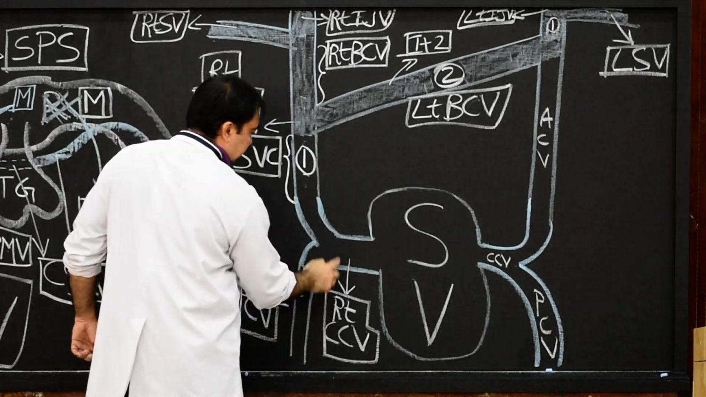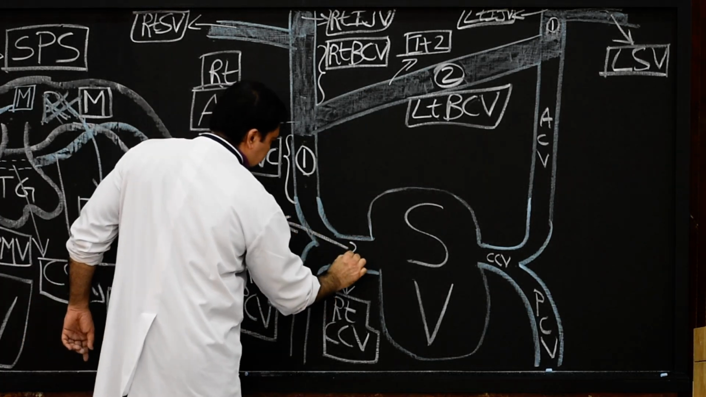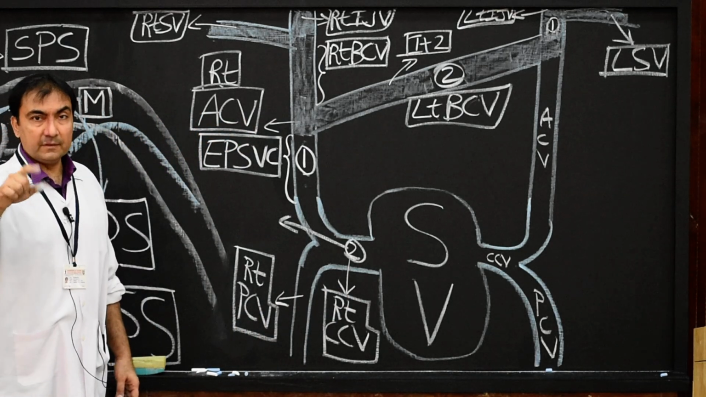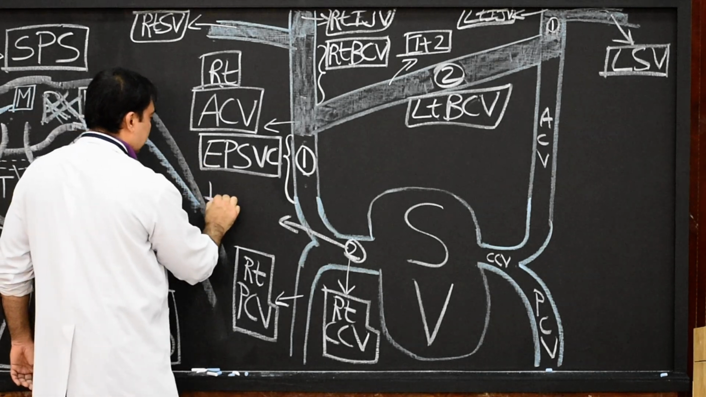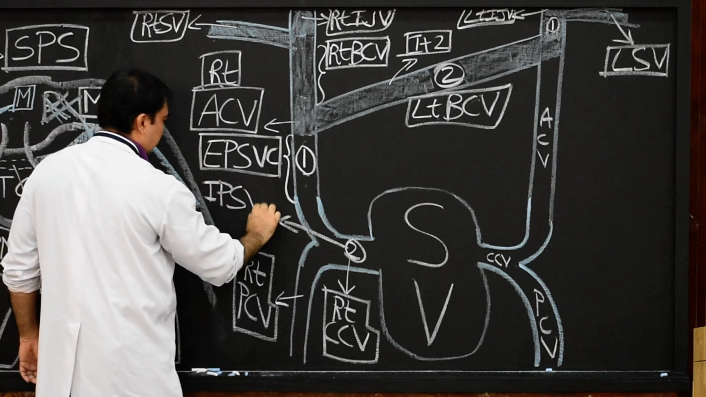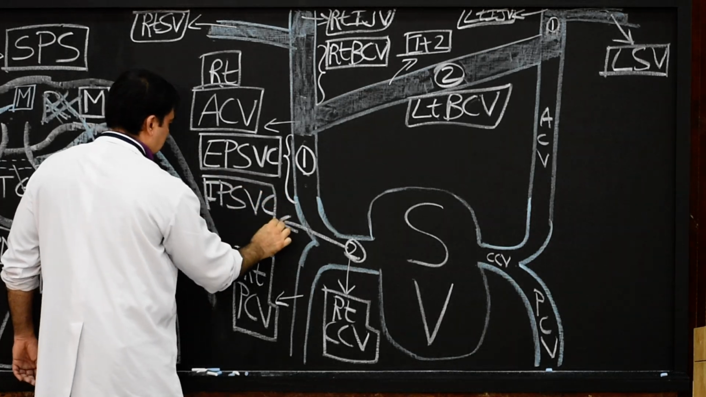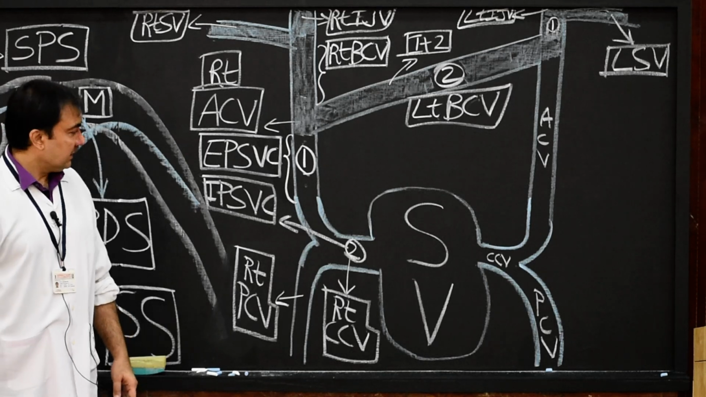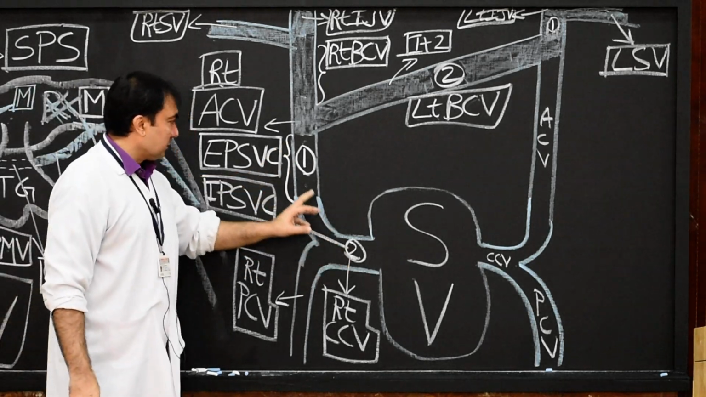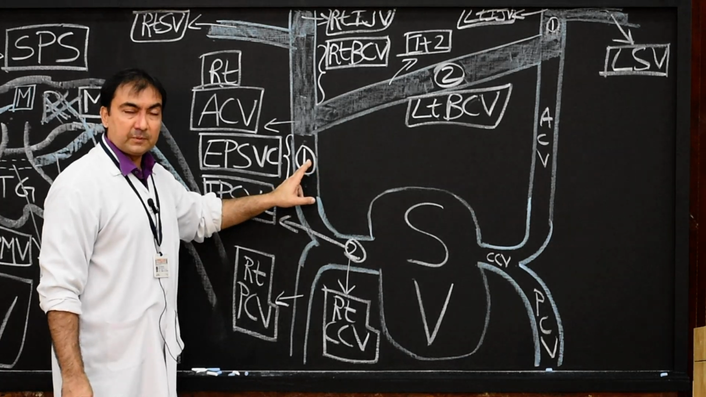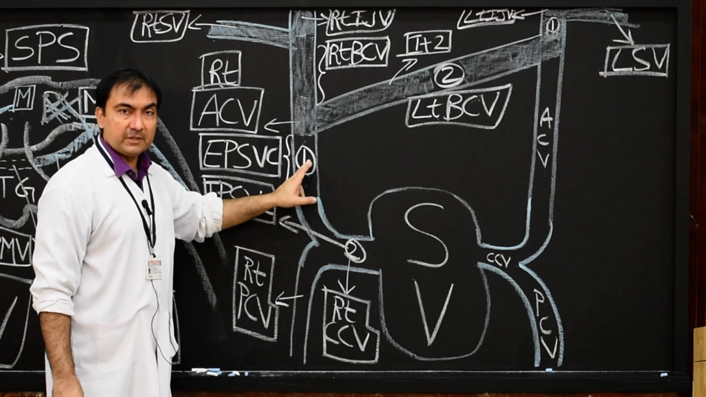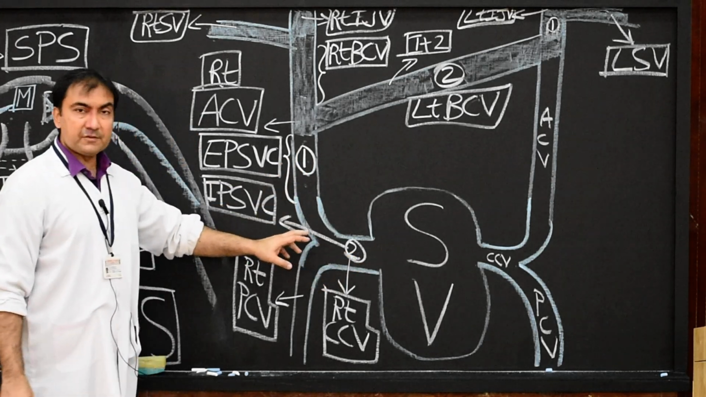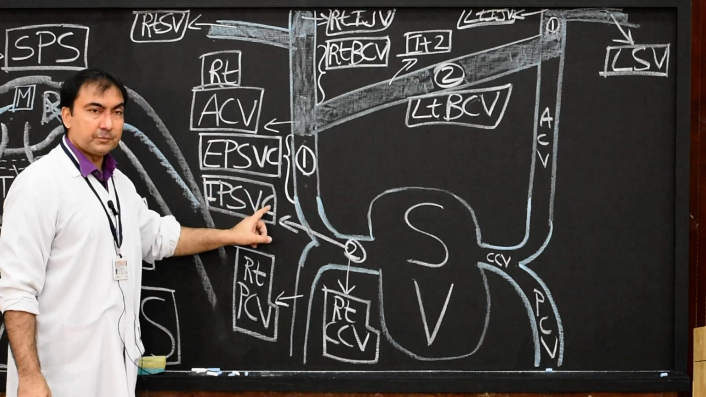Second, what is this second part? Right common cardinal vein. The entire right common cardinal vein will lead to development of intrapericardial portion of superior vena cava. So therefore, superior vena cava is developed from number 1, the caudalmost part of the right anterior cardinal vein, which will lead to development of extrapericardial part of superior vena cava, and second part will be from the right common cardinal vein, which will lead to development of intrapericardial portion of superior vena cava.